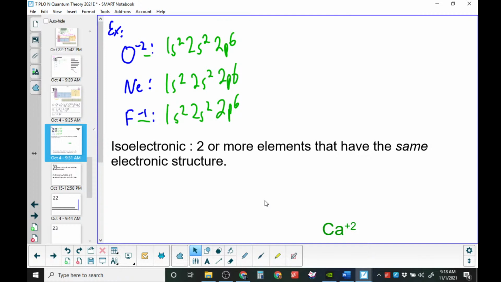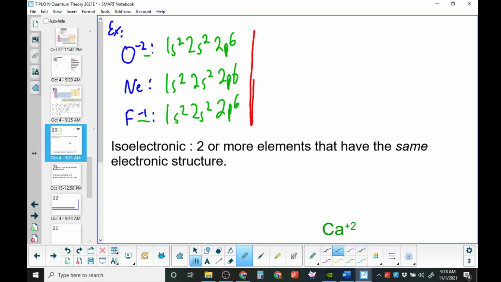Isoelectronic is two or more elements that have the same electronic structure. So all of these are isoelectronic. I'll give you some positive ions next to do, but I very carefully give you ones that aren't going to do that.